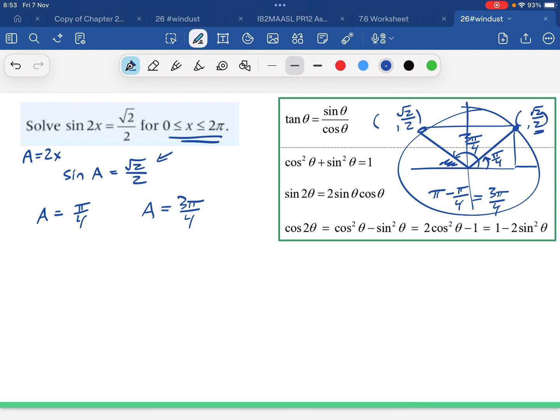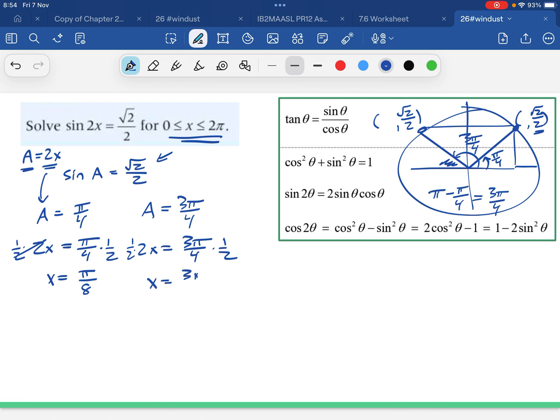But this problem's not asking for a. Remember, I just created a myself to help make the solving a little bit easier. a is equal to 2x, so let's bring 2x back into the problem. So 2x is equal to pi over 4, and 2x is equal to 3 pi over 4. To solve for x, all you have to do is multiply both sides by a half. That cancels the 2, and you get x is equal to pi over 8. That's one of my solutions. Same thing over here, multiply by a half, and you get x is equal to 3 pi over 8. Cool, so there are two of my answers.